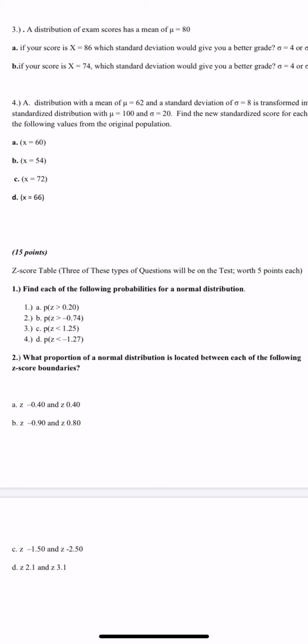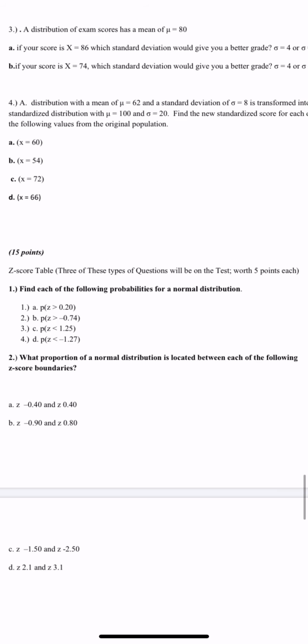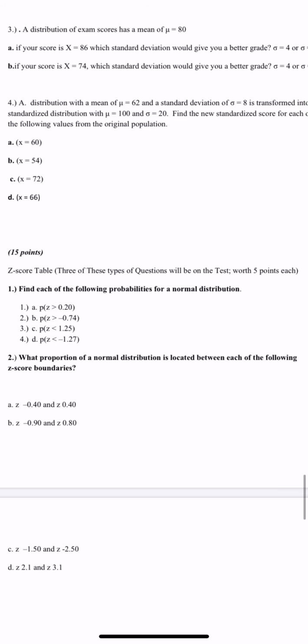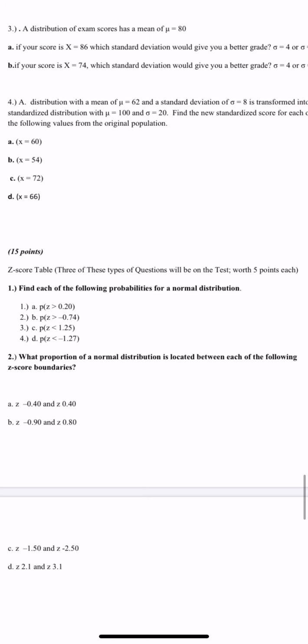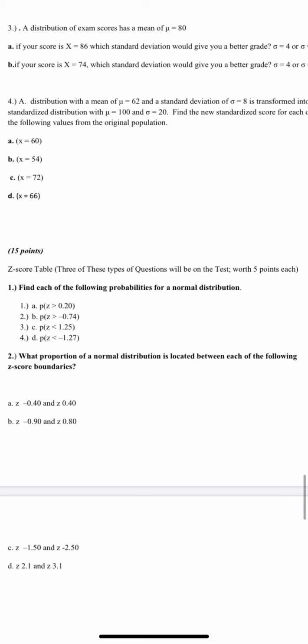Z is greater than 0.20. Z is greater than negative 0.74. Z is less than 1.25. And Z is less than negative 1.27. All right, so greater than 0.20. Now, it's greater than a positive z-score. So you're going to always look in the tail if it's greater than a positive z-score. So you just go to 0.20, look in the tail, and get 0.4207.